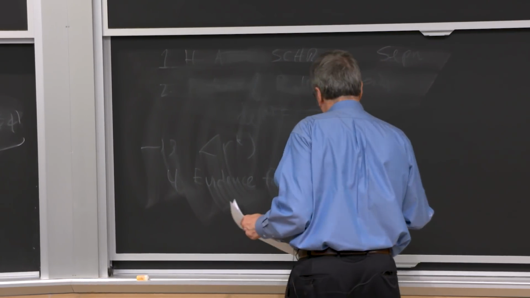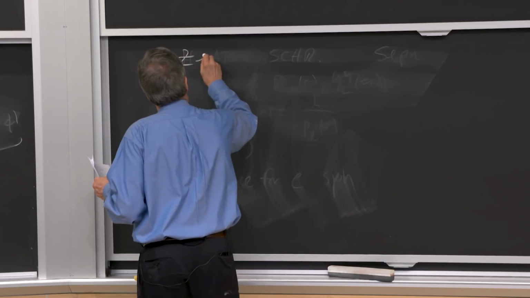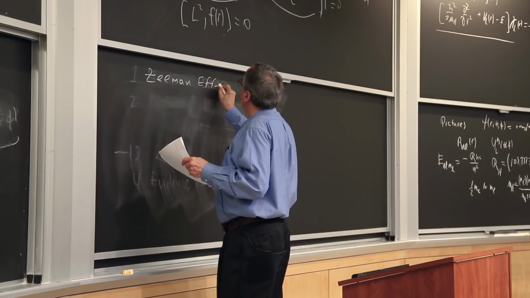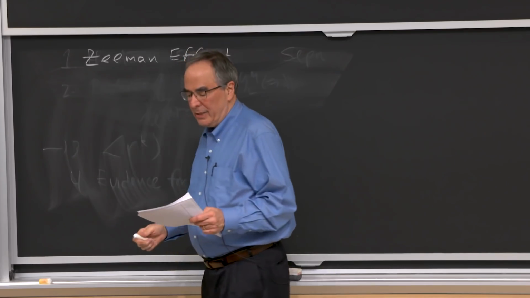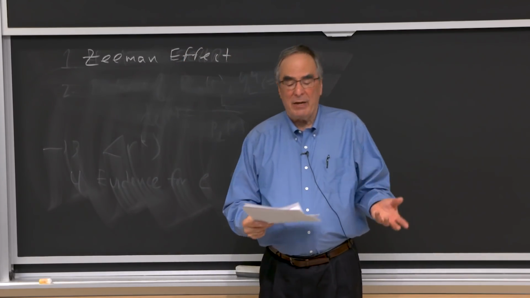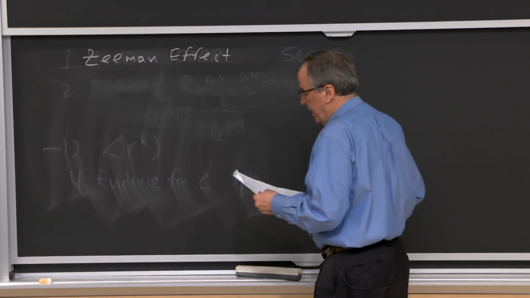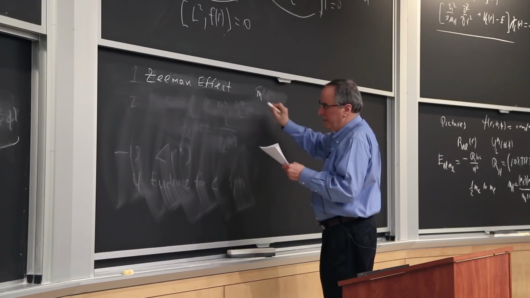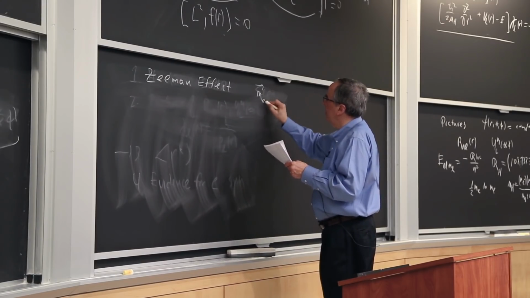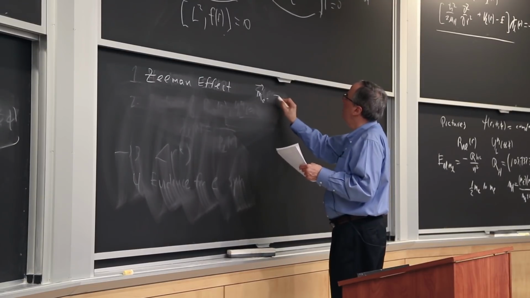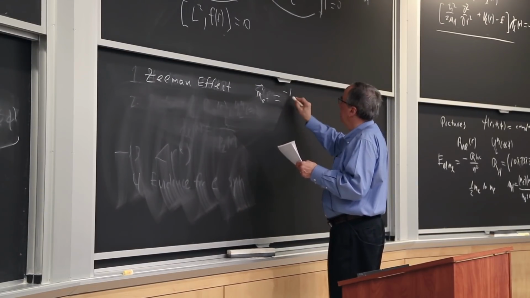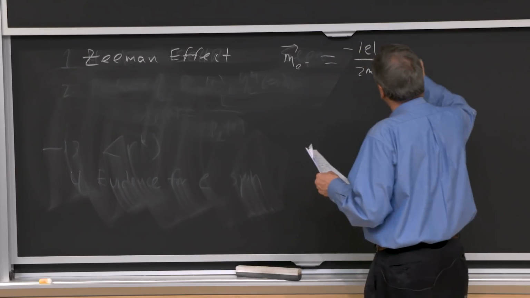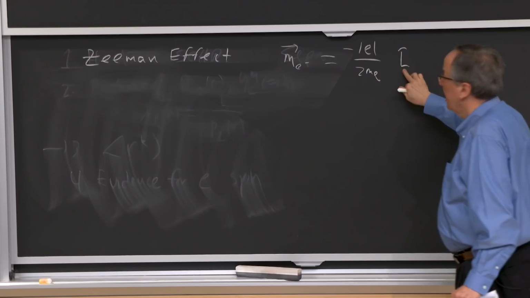So we have the Zeeman effect. So we can look at the Zeeman effect for an atom in a magnetic field. And we have several things that we know. So we have the magnetic moment of the electron is equal to minus the charge on the electron over 2m_e times L. Well, that's an angular momentum.